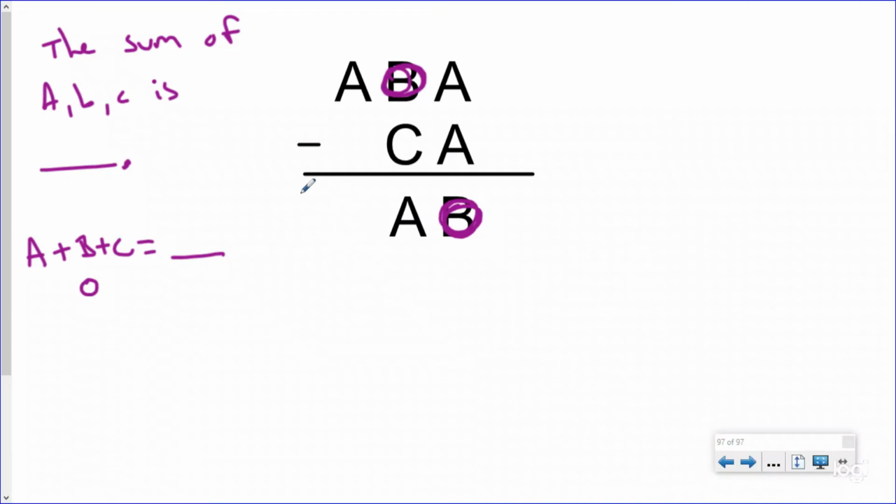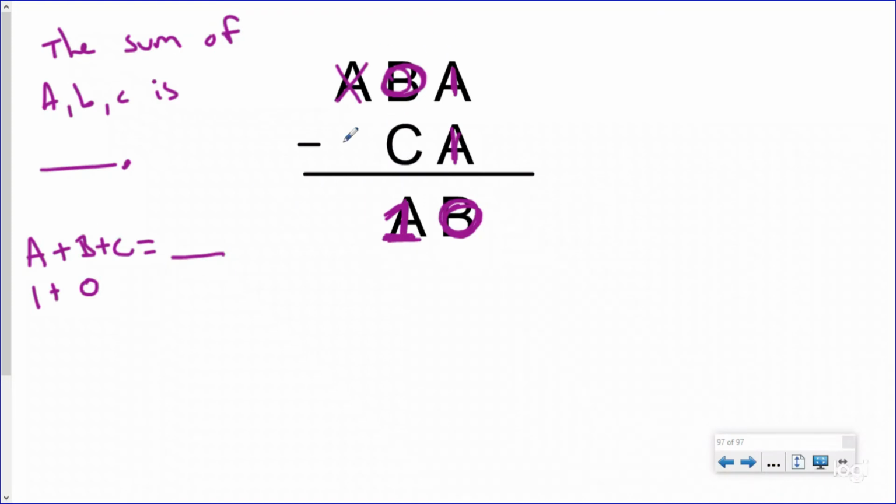But because we don't have anything in its place, what we know about A is when we borrowed so that we could regroup in our tens place, A became 0. So if I understand what's happening when I'm regrouping and borrowing, I know that when I borrowed from this, it became a 0, which means A has to be 1, because 1 is the only number that when you borrow from it, it's going to become a 0. So now that we know this is a 1 and that's a 1, we know AB is 10, but again, that's not our answer. We want to know the sum of A, B, and C.